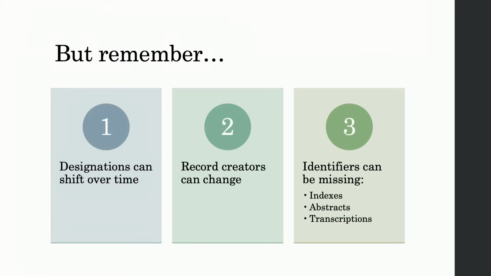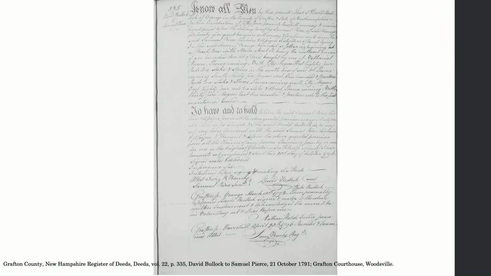distinction. So remember, designations can shift over time and actually could be part of the indirect evidence you need to tell an individual apart. Record creators can also change over time and apply their own systems. And the identifiers, again, can be missing in indexes, in abstracts, and transcriptions. It's why going back to that original record is always an essential part of research when you're telling two individuals apart. Shifting identifiers can be tremendous clues.